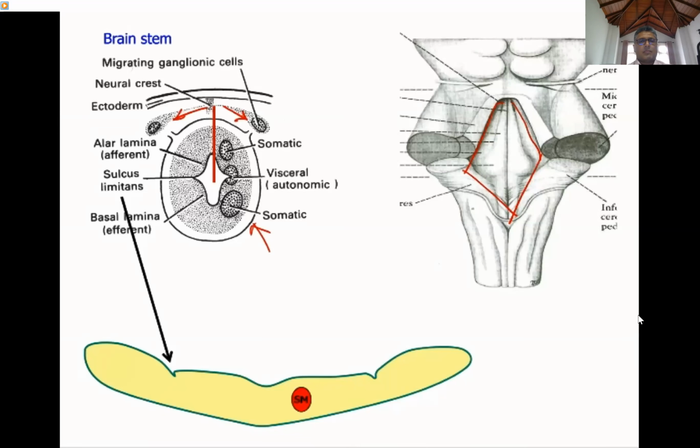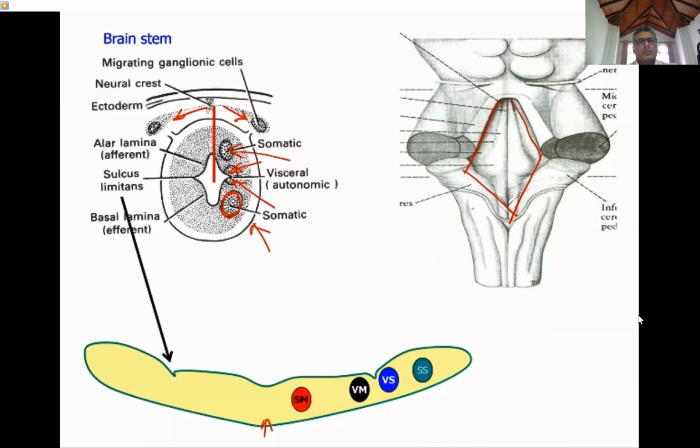Therefore, the somatic motor cell bodies lie very close to the midline. So they lie most medially in the brainstem, floor of the fourth ventricle of the brainstem. Then the visceral motor ones, which are here actually in the original arrangement, lie further laterally. The visceral sensory ones lie lateral to the visceral motor, which is this one, and the somatic sensory lies further laterally.